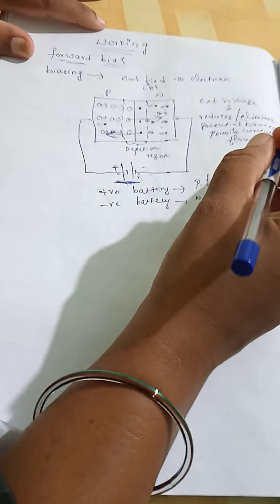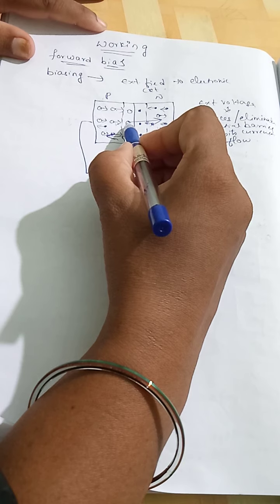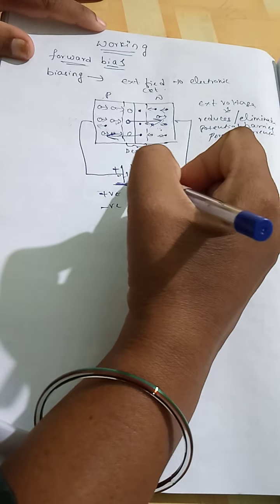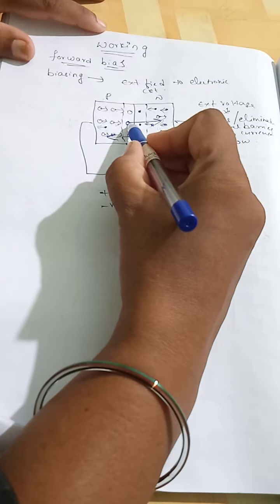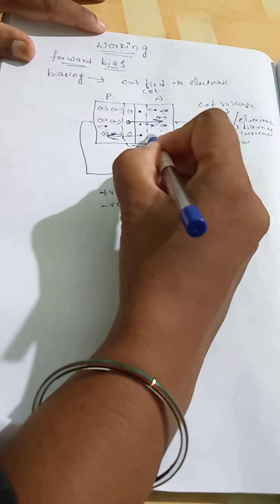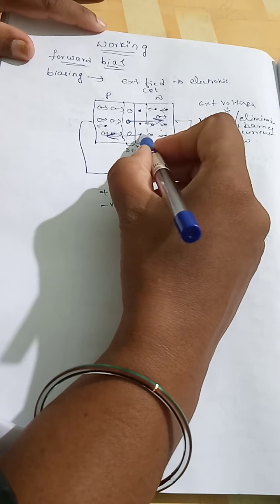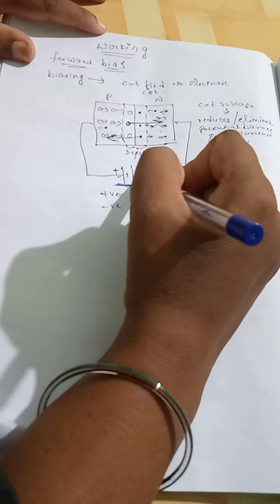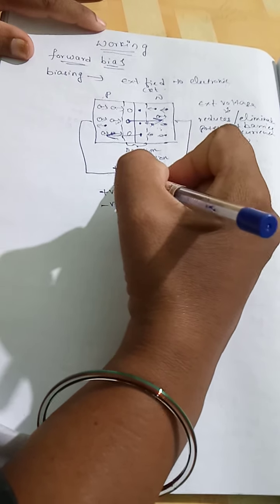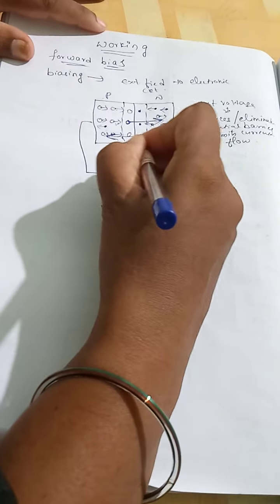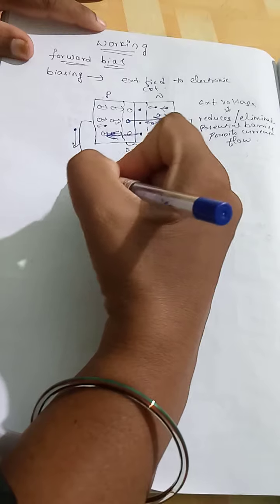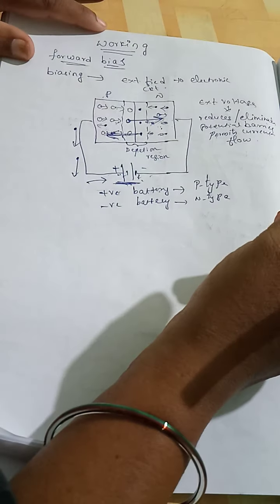So here what is happening, a hole has come into the depletion region. After coming into the depletion region, what happens? The negative terminal here attracts the hole, so it easily enters the N region. In the same way, when an electron enters the depletion region due to the repulsion from the negative terminal of the battery, what happens? The positive terminal of the battery will attract the electron, so it enters the P region and travels towards the positive terminal of the battery.